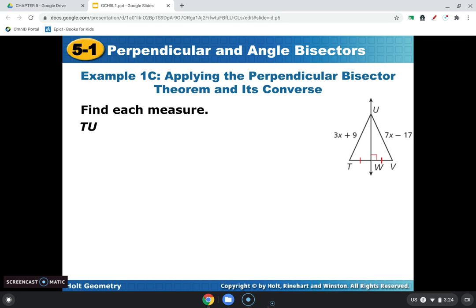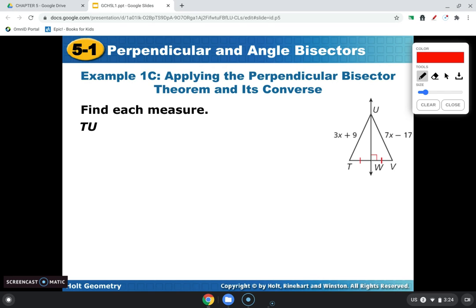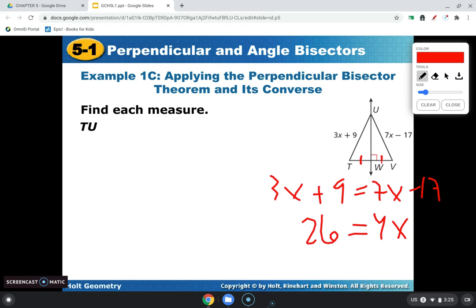TU, well, you can see that once again, we've got a perpendicular bisector, perpendicular, and then those two segments are the same. So we can set 3x plus 9 equal to 7x minus 17. Subtract 3x for 4x, add 17 to 9, gives you 26. Divide by 4, gives you x is 6.5. Well, I got to plug that back in. So 3 times 6.5 plus 9 is 28.5. All right.